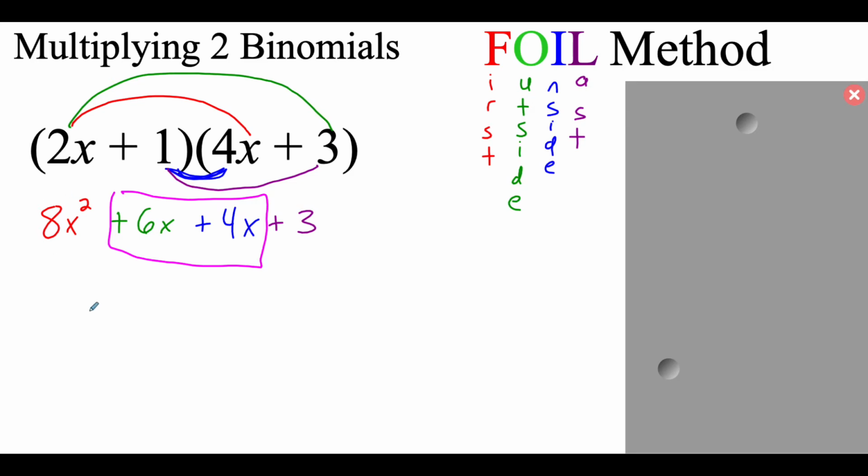I don't see anything to combine with the 8x squared, so I'm just going to leave that as 8x squared. But if I take 6x and I add 4x to that, I'm going to get 10x. And then I also don't have anything to combine with this 3. So our final answer on this one is 8x squared plus 10x plus 3.